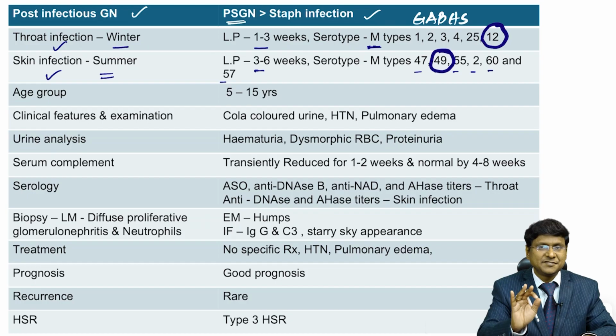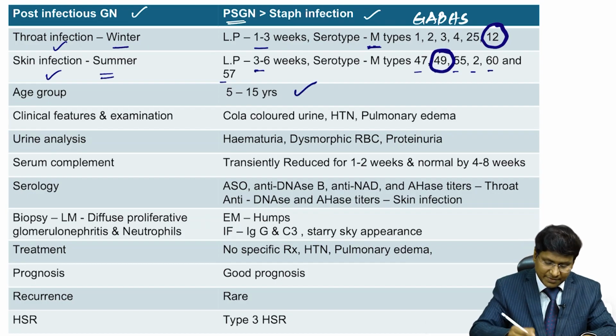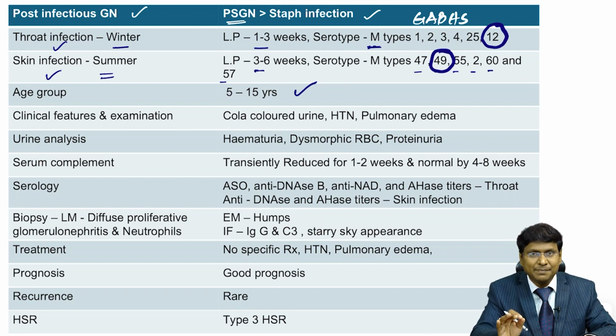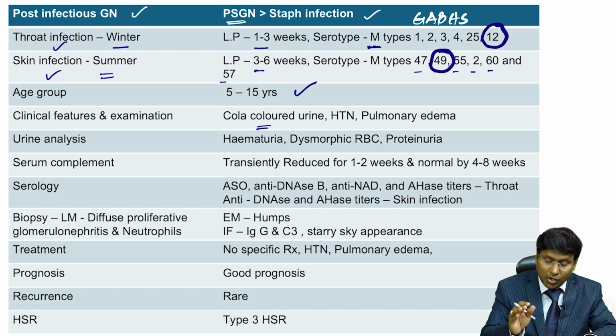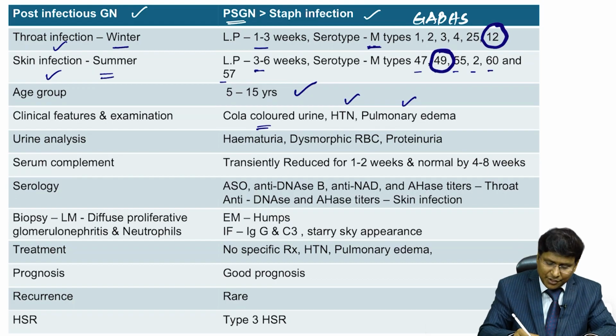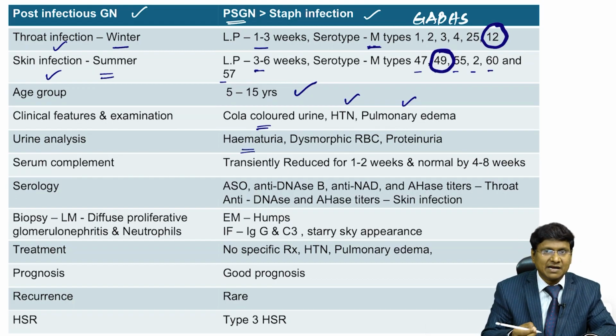The age group you see this post-streptococcal glomerulonephritis is usually 5 to 15 years of age. That is very common in children. The clinical features are that the child will present complaining of cola colored urine, and these patients will have hypertension and the development of pulmonary edema as well. Upon urine analysis, you will notice RBC and RBC casts, and also dysmorphic RBC because of the glomerular abnormality. These patients will also develop proteinuria, but it will be around 3 grams per 24 hours.